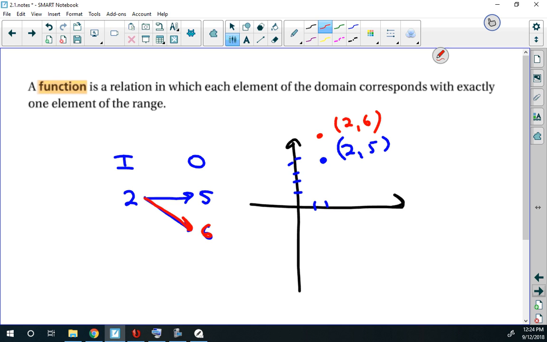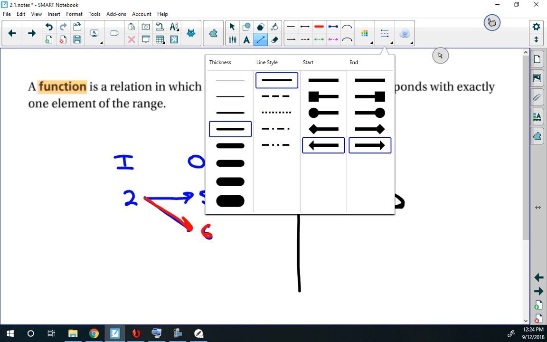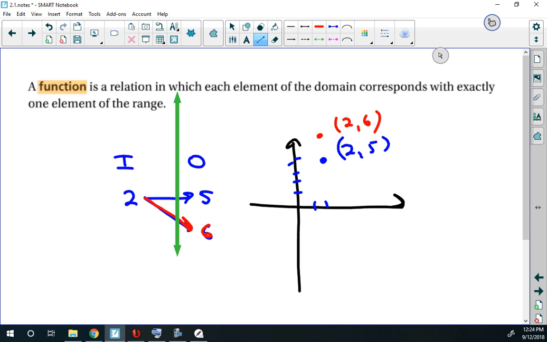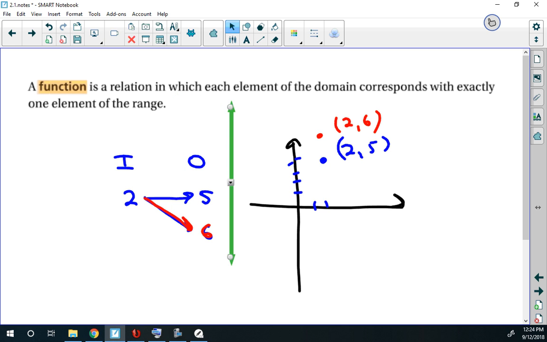What test do we use? Oh, the vertical line test. Nice. Somebody brought their A game today. The vertical line test. Yeah. Remember, if a vertical line goes through more than one point at any given time, then what happens? Then we don't have a function.